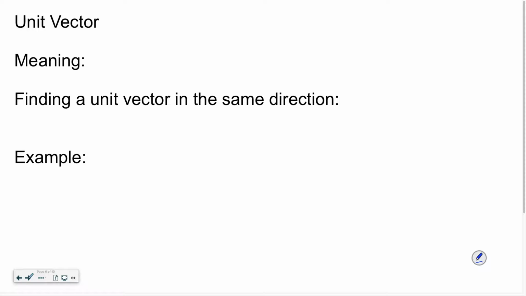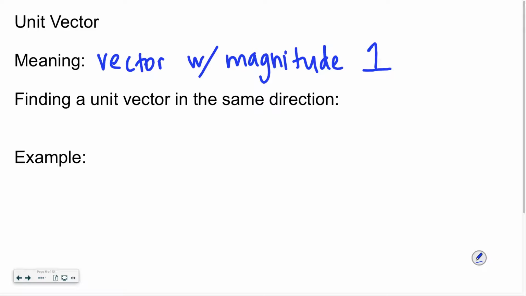Next, a unit vector. First of all, its meaning. What is a unit vector? Okay, a unit vector is a vector with magnitude 1. And on your test in chapter 6, I asked you to find a unit vector in the same direction as a particular vector. Okay? So I might have given you the vector 3, 5, and I said, hey, find a unit vector in the same direction.